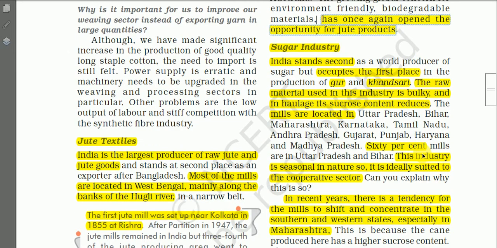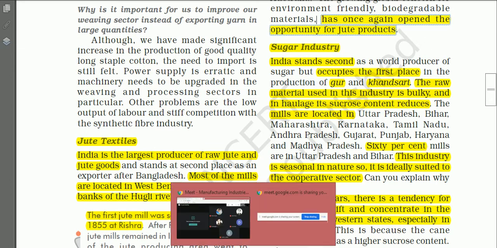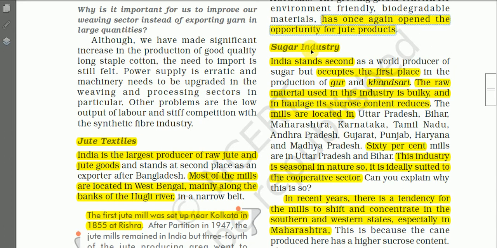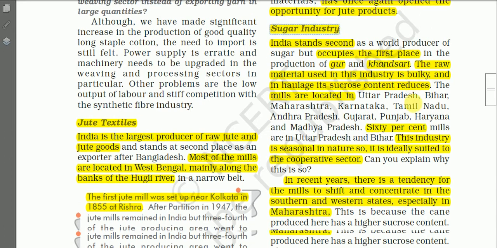Regarding jute mills, regarding jute textiles, do you have questions? Any question regarding jute mills? No, sir. Okay, then let us proceed. Next we have the sugar industry.